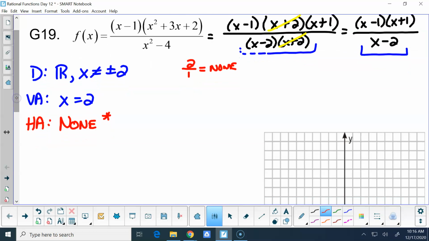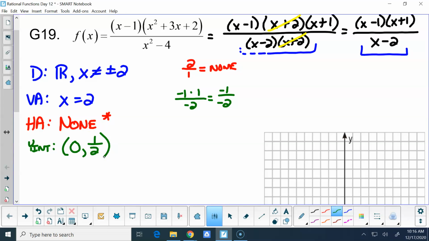Y-intercept is next. Plug in 0. If I plug in 0, I've got 0 minus 1 is negative 1. 0 plus 1 is positive 1. 0 minus 2 is negative 2. So negative 1 times positive 1 is negative 1. Over negative 2 is negative 2. So that gives me a y-intercept of positive 1/2.